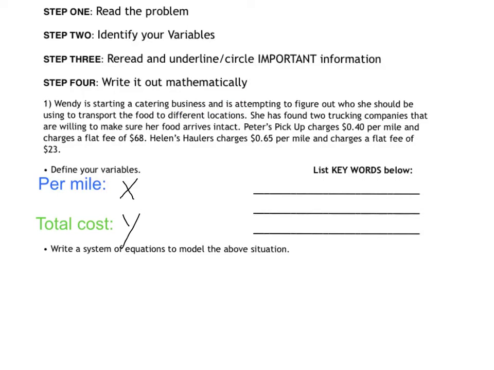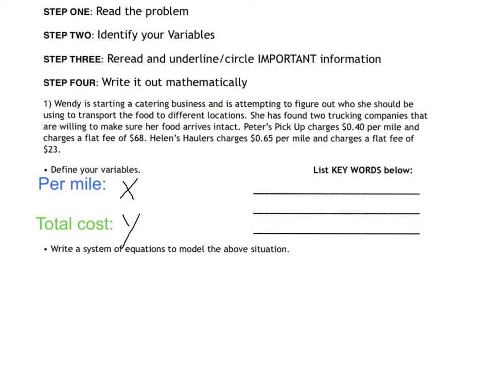Wendy is starting a catering business and is attempting to figure out who she should be using to transport the food to different locations. She has found 2 trucking companies that are willing to make sure her food arrives intact. Peter's pickup charges 40 cents per mile and charges a flat fee of $68. Helen's haulers charges 65 cents per mile and charges a flat fee of $23. First thing that we need to do is identify our variables. So we have per mile to be X and we'll have total cost be our Y.